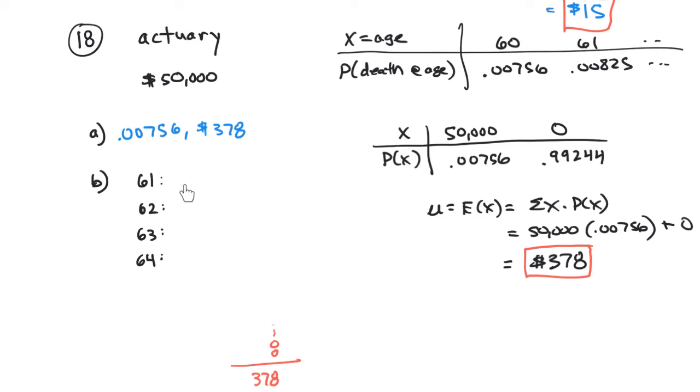So for this 61, I'm going to multiply 0.00825 times 50,000. And when you do that, you should get $412.50. So take a minute here and just go through the rest of the table, multiply each probability by 50,000, and let's put them down here.